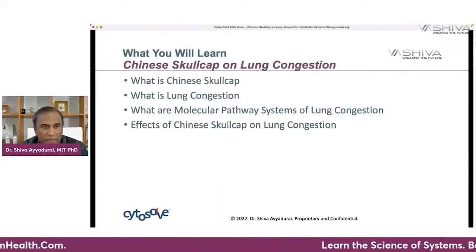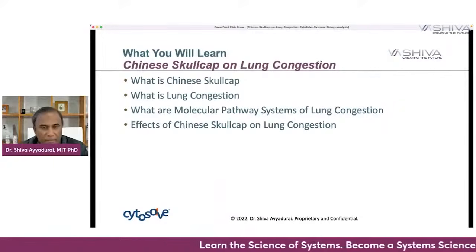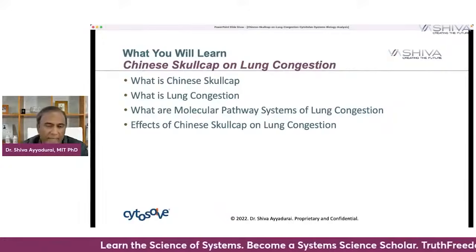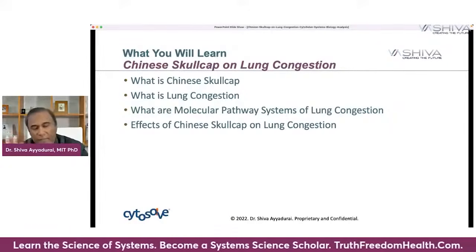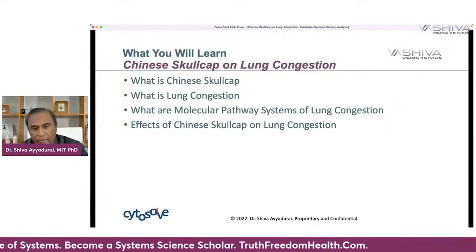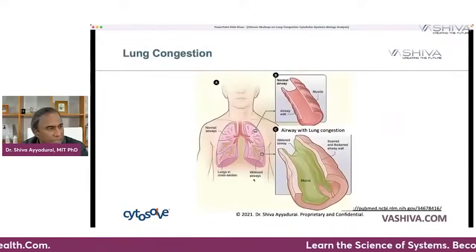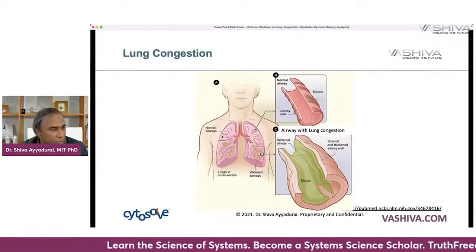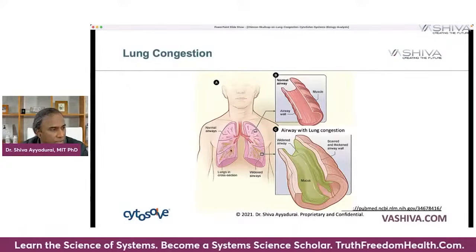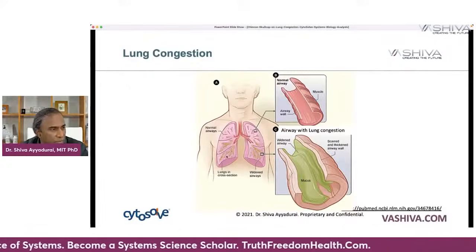We're going to review what is lung congestion. We're going to look at the molecular pathway systems of lung congestion. And really, there's about 5 molecular systems you're going to learn. And then we're going to look at how Chinese skullcap affects lung congestion. So that's what we're going to do. At a very high level, we'll get more into details. Here are your lungs, the left lung and the right lung. Here are sort of your normal air pathways. Here are congested pathways. So the top are normal, the bottom are congested.